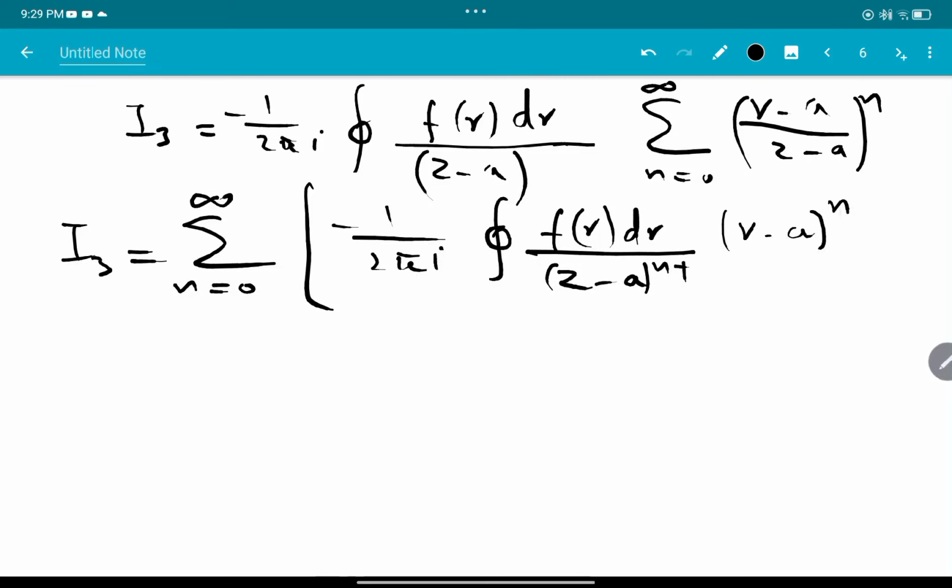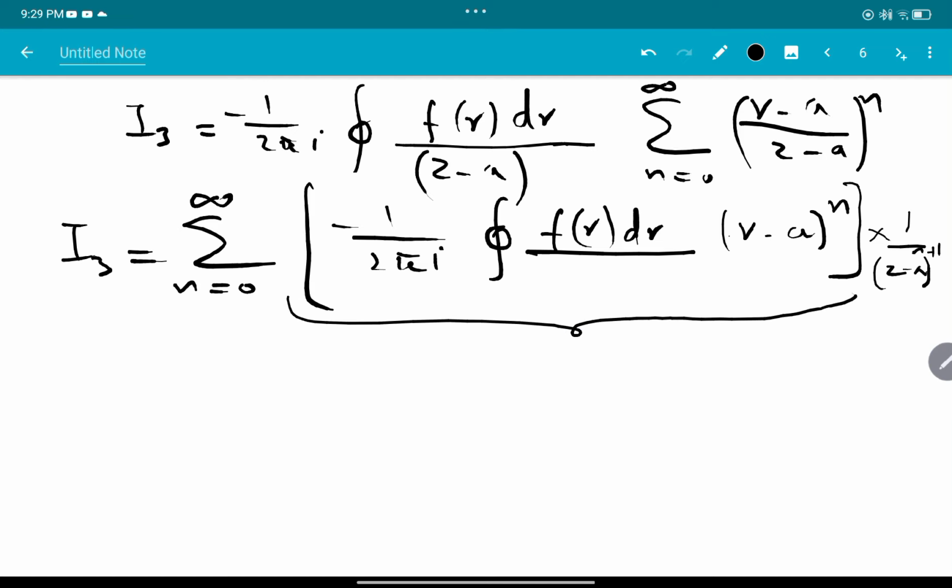Very good. Now this gamma minus a whole raised to n, I will keep with this gamma minus a, but the variable z I won't leave there. I will write it outside: 1 by z minus a raised to n plus 1. This is our C3, sorry, Cn.